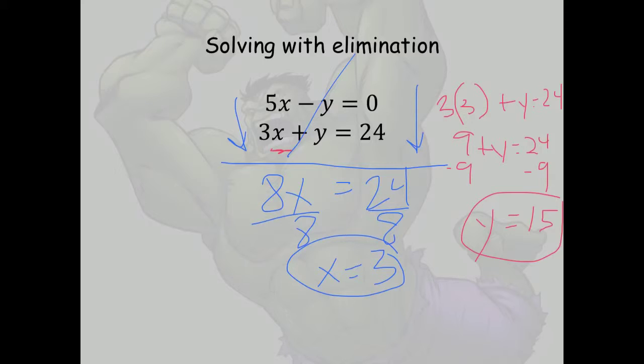If you're not sure, you can just go back and check. 5 times 3 is 15 minus y, which is 15. That equals 0, so check. 3 times 3 is 9 plus 15 is 24, so that's a double check. It worked for both equations.